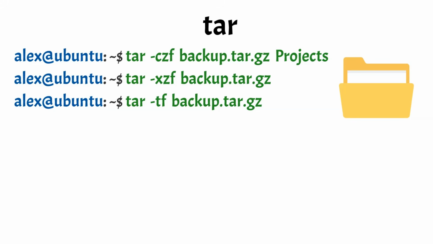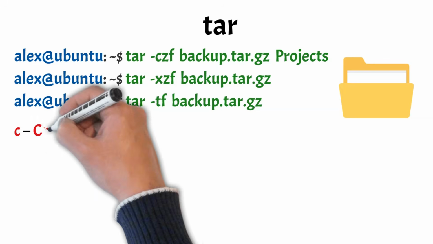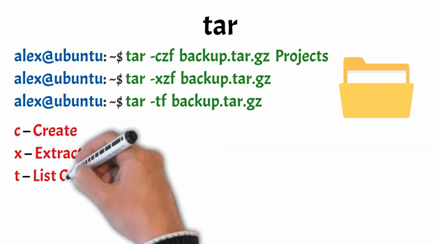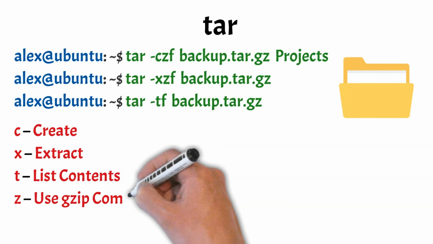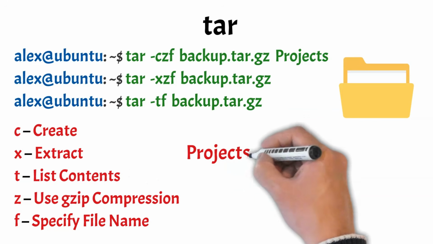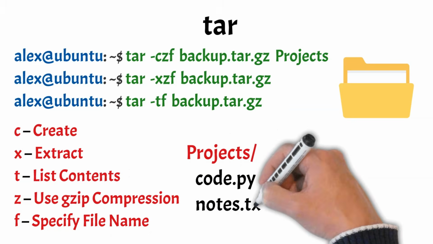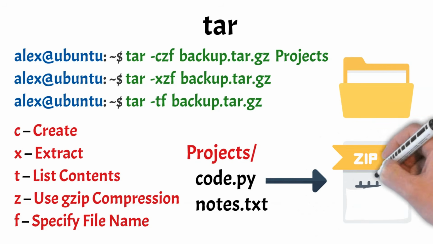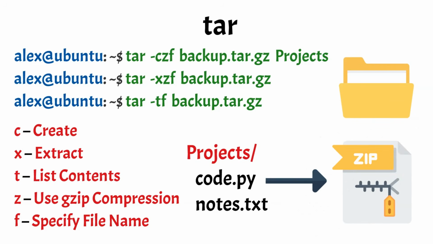Each option in the command has a specific meaning, like c for create, x for extract, t for list contents, z for gzip compression, and f for specifying the file name. By combining these options, you can easily compress and extract files and folders as needed. This makes tar an essential tool for backups, packaging, and sharing files efficiently.